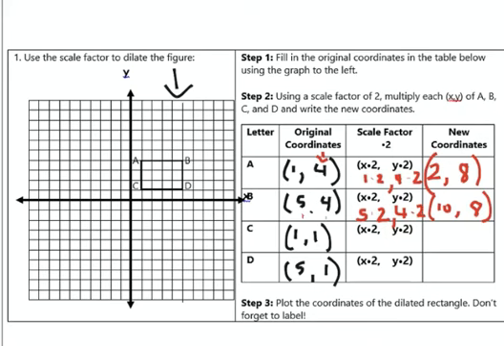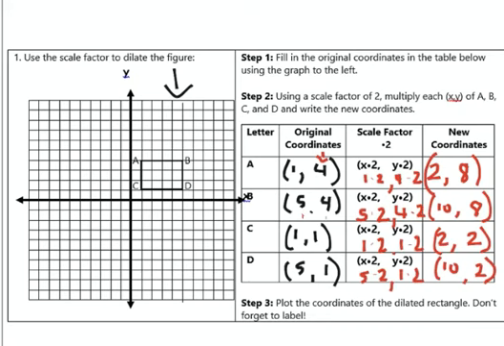Okay, now look at C. C is 1, 1. So you're just taking x, which is 1, times 2, and y, which is 1, times 2. 1 times 2 is 2. 1 times 2 is 2. So my new coordinates would be 2, 2. Okay, and then that D, 5, 1. X is 5. So we're going to do 5 times 2, and y is 1. 1 times 2. 5 times 2 gives me 10. 1 times 2 gives me 2.